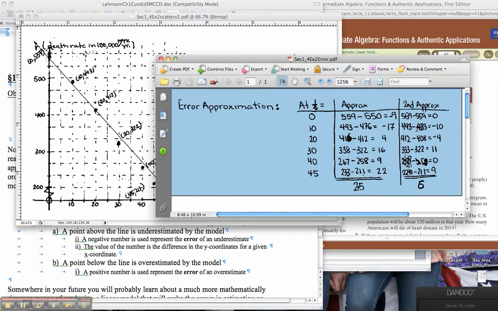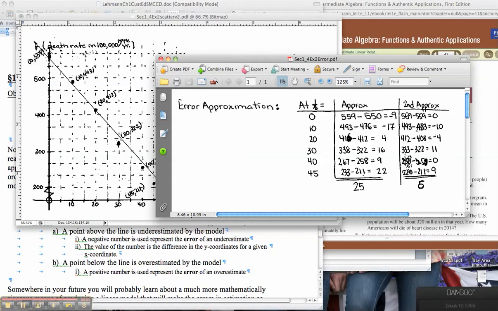And when I added all these up, I got 25, which, what I'm looking for is pretty darn close to 0. So I was like, yeah, I don't think that model's so great, so maybe I can do something else. So in the next little video, I'm going to show you what I did next, and that gave me the second approximation.